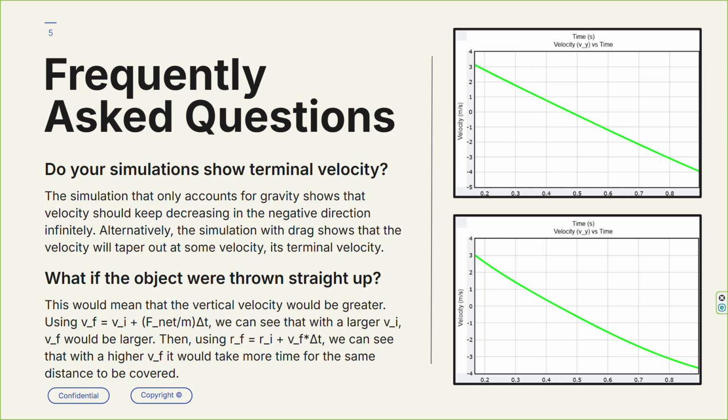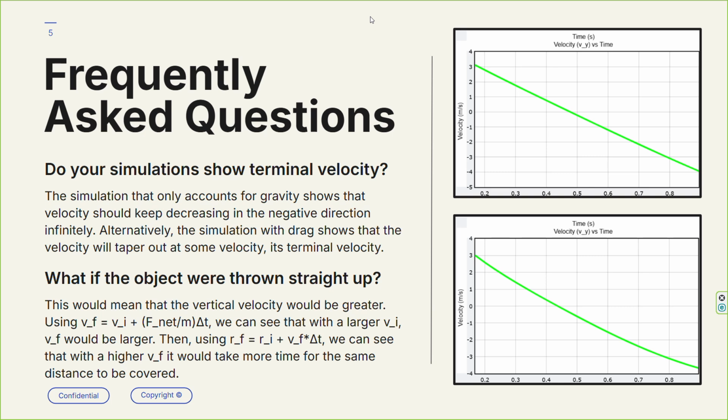This is with the same magnitude of velocity, meaning that the velocity in the y direction would be greater. Using the velocity update formula, we can figure out that means that the entire graph of velocity versus time would be greater, which makes sense. You start with more upward velocity, then the entire graph for upward velocity will be greater.